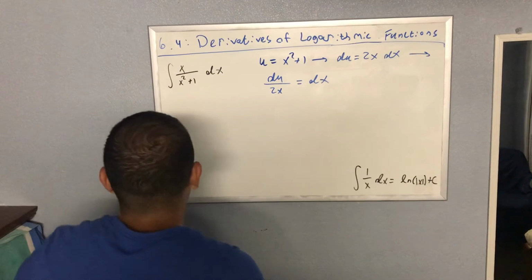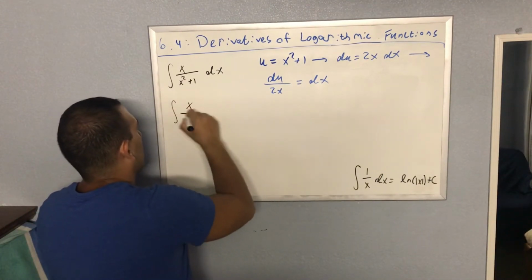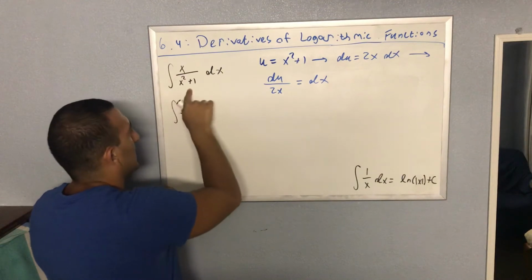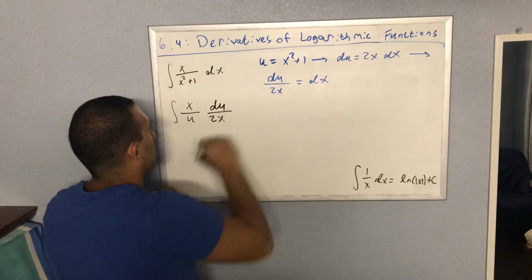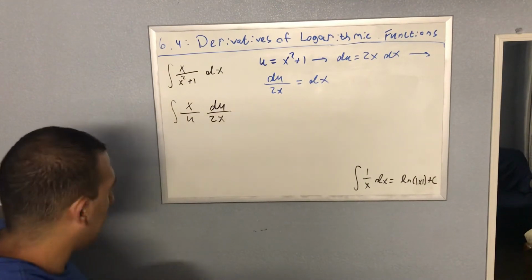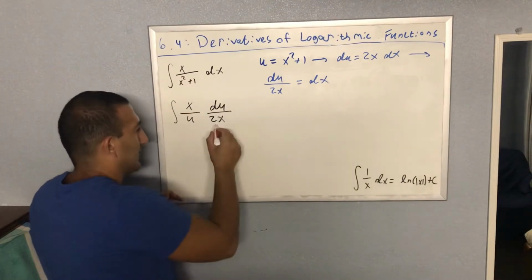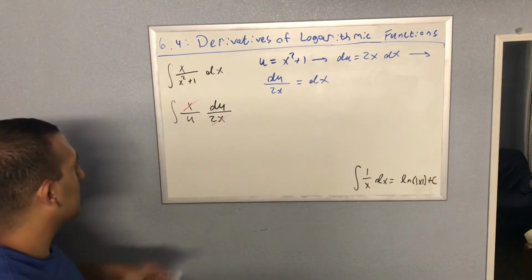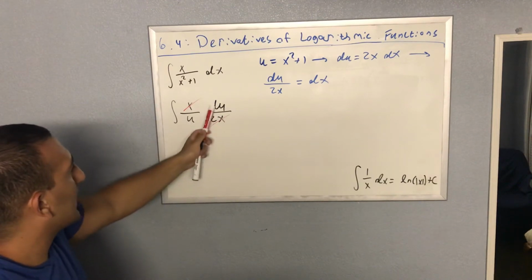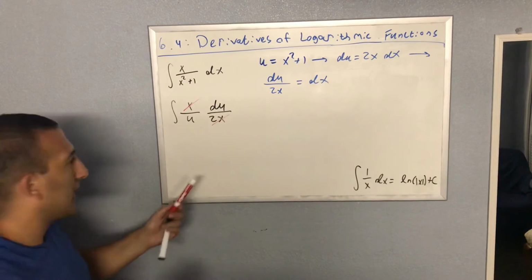Okay? So then now you have the integral of x over u, right? This is what u is. And then dx gets replaced with du over 2x. Okay, and then very nicely, surprise, surprise, the x cancels. And so we're just left with a division by 2, du divided by 2, which is the same thing as multiplying by 1/2.